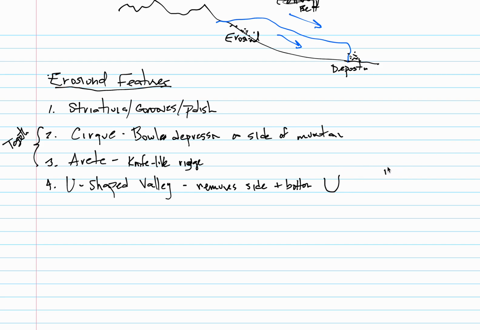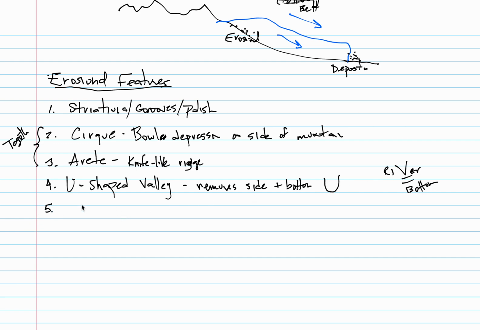Now this is different than a river. When a river erodes, it erodes with a V shape because erosion is occurring in a river at the bottom. And so when you're in a valley that is carved by a river versus a glacier, you can recognize it by the bevel or shape of the valley itself.